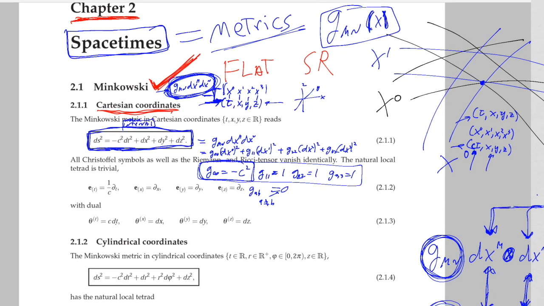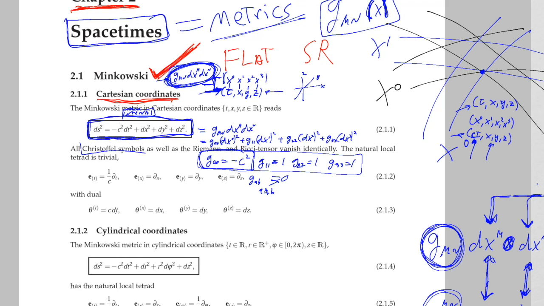All Christoffel symbols as well as the Riemann-Ricci tensor vanish identically. So what's important to understand there is the Christoffel symbols are those connection coefficients, right? Mu, alpha, beta that we calculated. And in this coordinate system, only in the Cartesian coordinate system of a flat space-time, will these Christoffel symbols vanish.